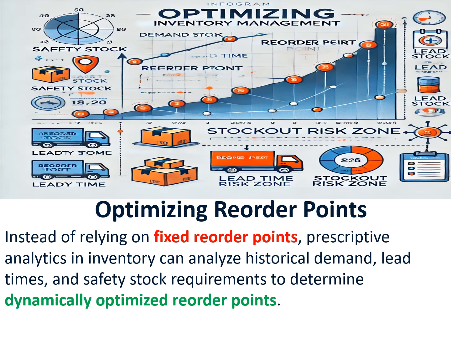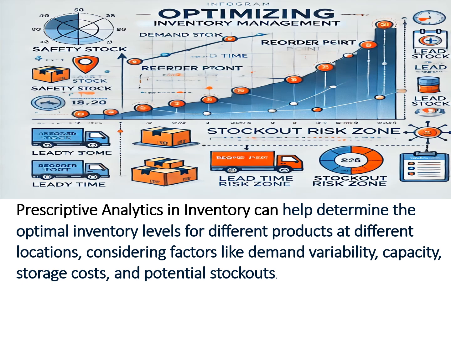Instead of relying on fixed reorder points, prescriptive analytics in inventory can analyze historical demand, lead times, and safety stock requirements to determine dynamically optimized reorder points. Inventory optimization. Prescriptive analytics in inventory can help determine the optimal inventory levels for different products at different locations, considering factors like demand variability, capacity, storage cost, and potential stockouts.